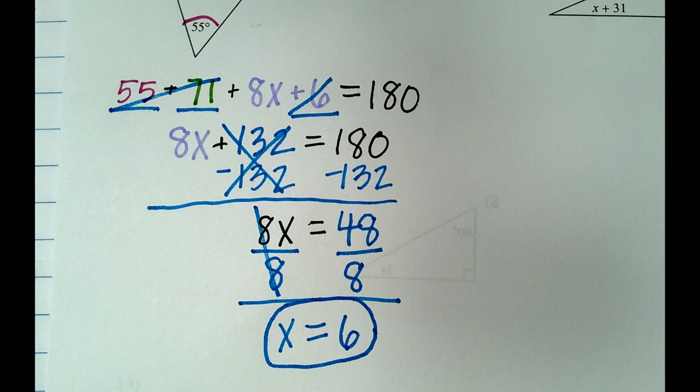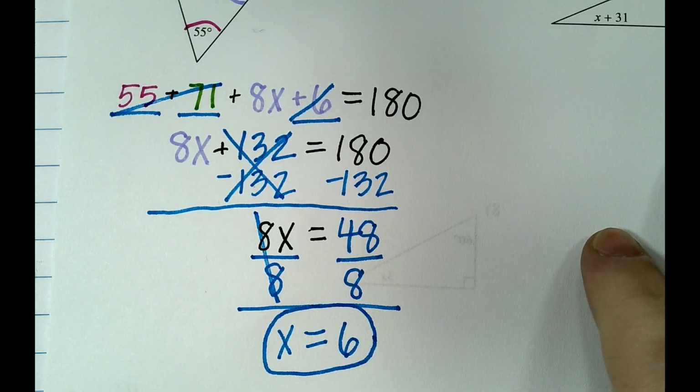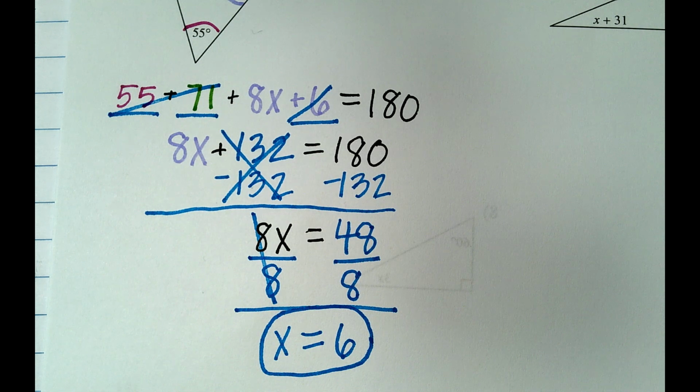Perfect. Now, yes, Erica. I got the same answer, but I think I did it a little bit differently. How did you do it? I did 71 plus 55 gives me 126. Then I did 180 minus 126 gives me 54. And then 54 minus 6 equals 48. Divided by 8 equals 6. Okay, that is another way to do this, and I actually love that method because sometimes it makes more sense to people.